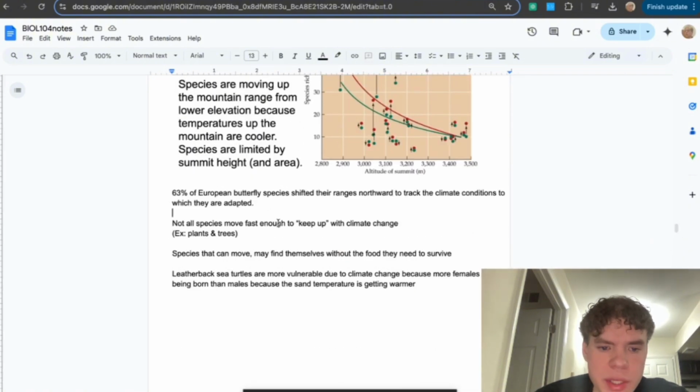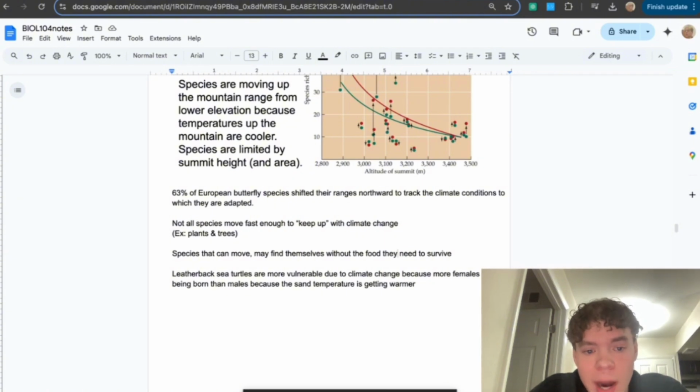I wrote here, not all species move fast enough to keep up with climate change. Species that can move find themselves without the food they need to survive. This is another thing. If you are a species and you've been living in an environment for, say, thousands of years, and then you move to another environment, there may not be the resources that you need in that new environment to survive. It's very doable.